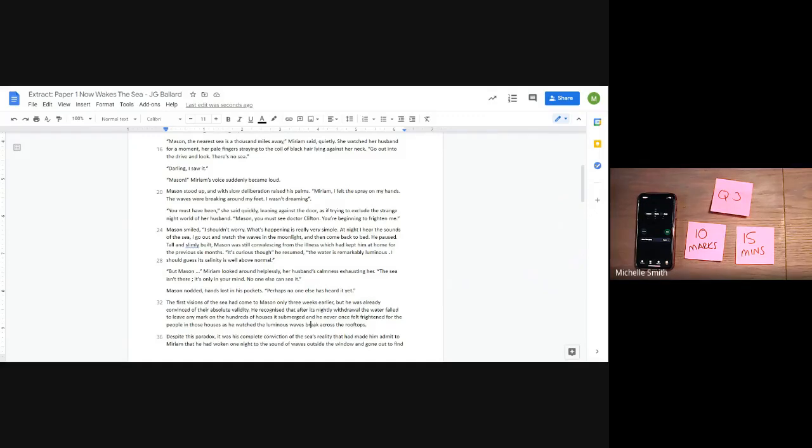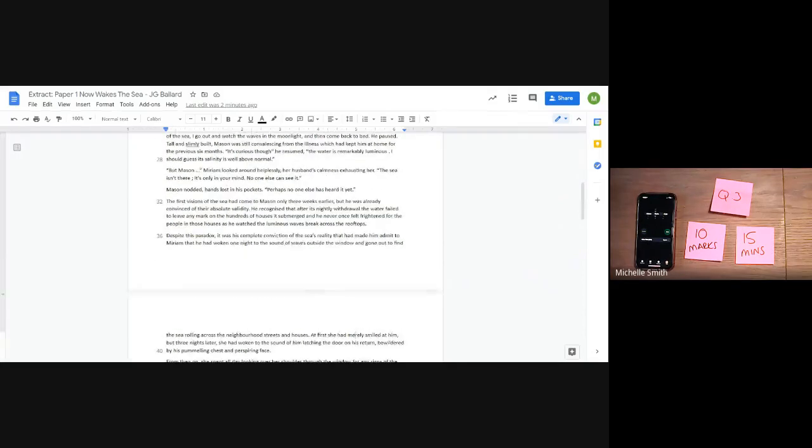He paused. Tall and slimly built, Mason was still convalescing from the illness which had kept him at home for the previous 6 months. "It's curious, though," he resumed. "The water is remarkably luminous. I should guess its salinity is well above normal." "But Mason," Miriam looked around helplessly, her husband's calmness exhausting her. "The sea isn't there, it's only in your mind. No one else can see it." Mason nodded, hands lost in his pockets. "Perhaps no one else has heard it yet."